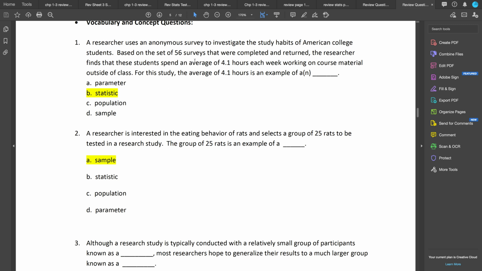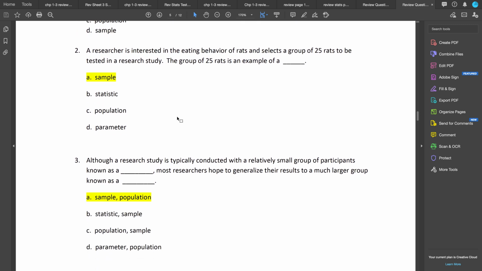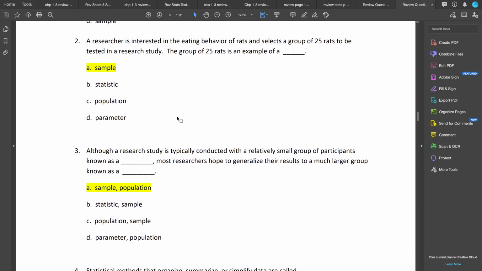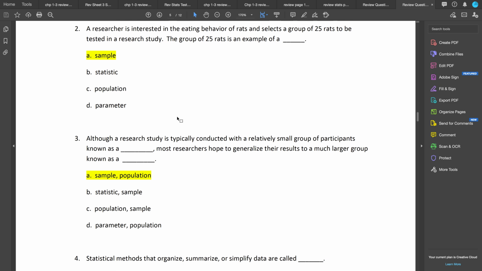the surveys. Remember, PPSS, parameters come from the population. Statistics come from the samples. And this is 56 students are a sample of all of the American college students. A researcher is interested in the eating behavior of rats and selects a group of 25 rats to be tested in a research study. The group of 25 rats is a sample.